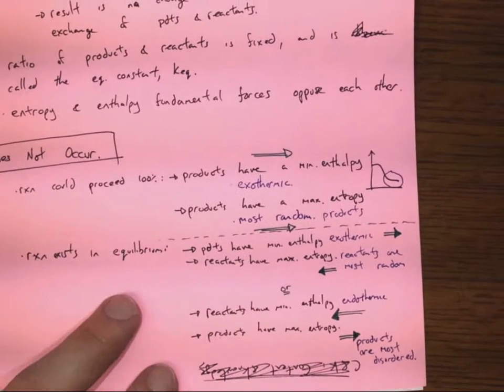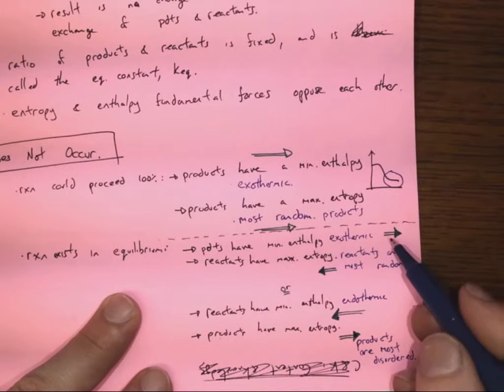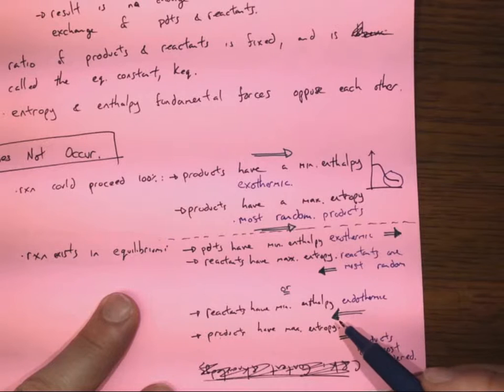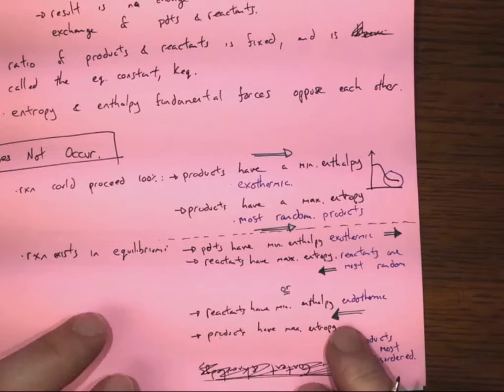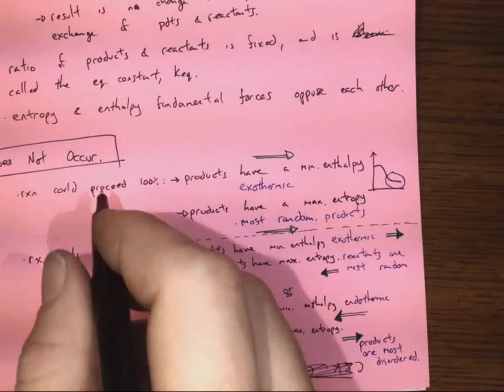Okay, so those are two different conditions for equilibrium. Either it's exothermic, but the reactants are more random, or it's endothermic, but the products are the most random, most disordered. Okay, well, moving on, we still need to consider what's going to happen if the reaction does not occur.